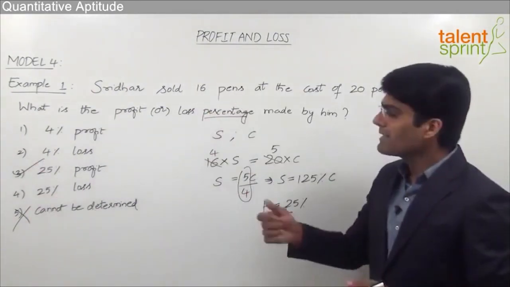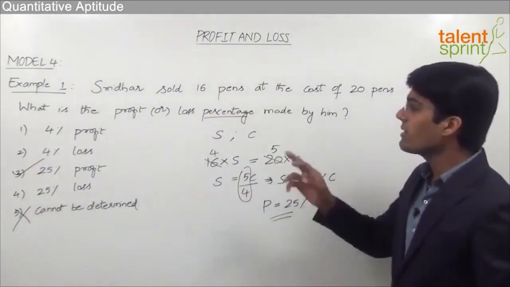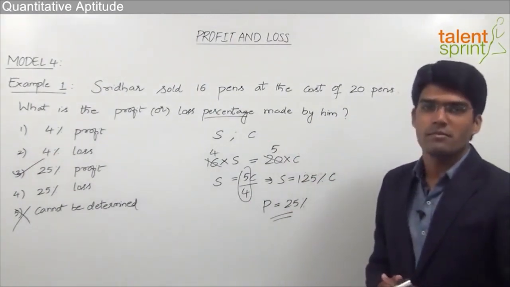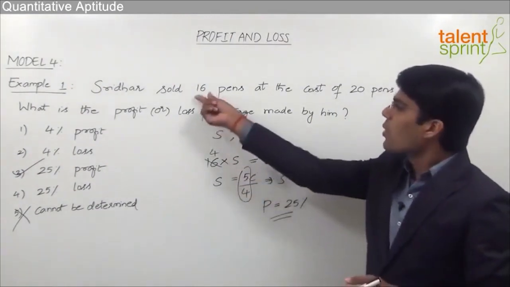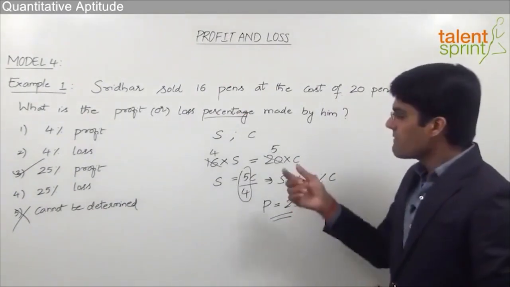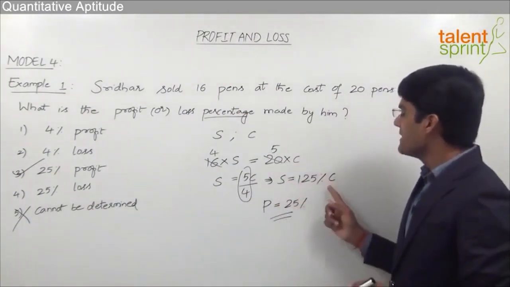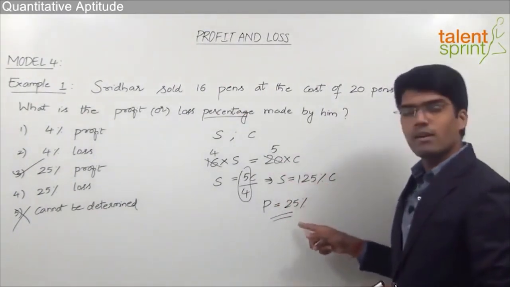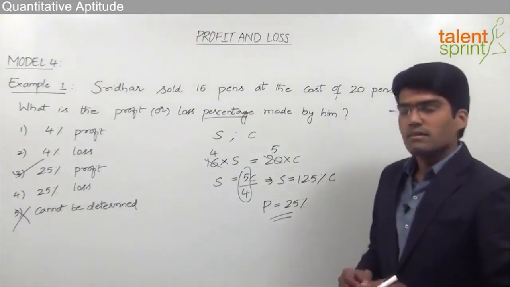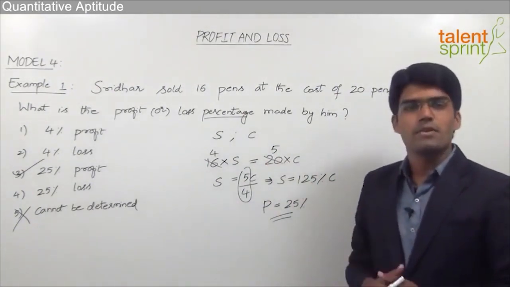So friends, never mark the answer here as cannot be determined just because the selling price or the cost price have not been given. Simply with the quantities which are given here, we can find out the relationship between S and C, and from that relationship we can find out the profit percentage. This question can also be solved with the help of a shortcut formula.